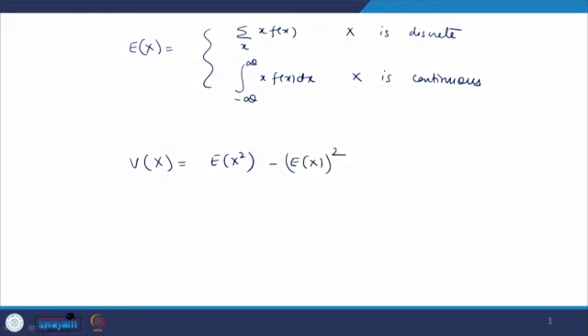So, now in this lecture we will see some of the important distribution functions, mainly the Gaussian distribution or normal distribution which is used in machine learning, and how you can find the mean or variance of those distribution functions. So, the first distribution function we will use is the binomial distribution function, a discrete case.